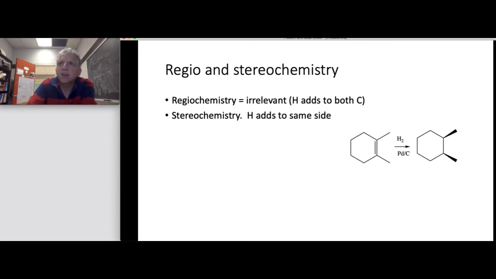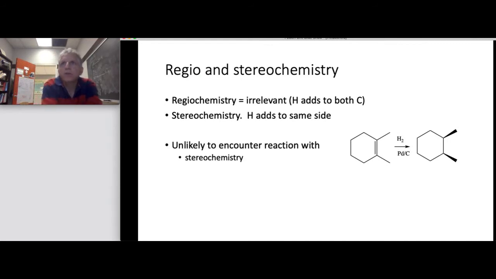There is some stereochemistry. So if we had this very silly looking alkene and I added H2 to it, I would indeed get this cis alkene. However, you're really unlikely to see a reaction like this because you would need your alkene to be disubstituted on both sides, right? A tetrasubstituted alkene. If any of those C double bond C, if any of them have an H, then we're going to lose all the stereochemistry. So we won't worry about it.